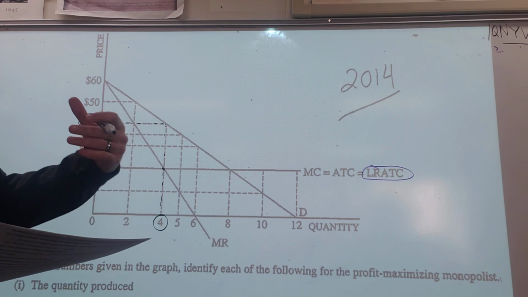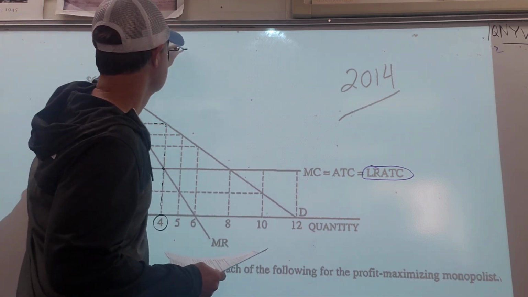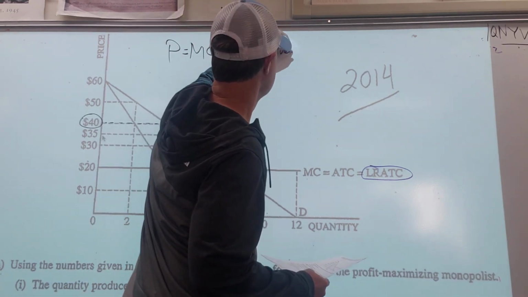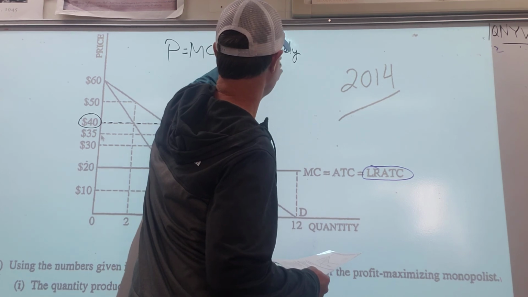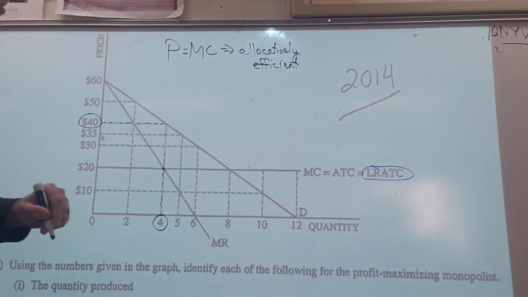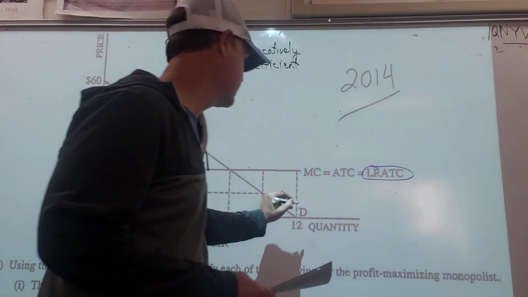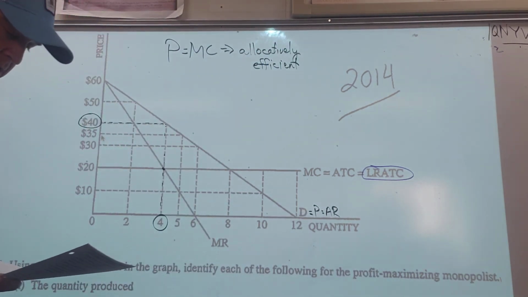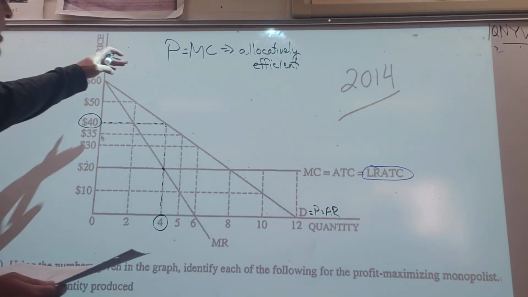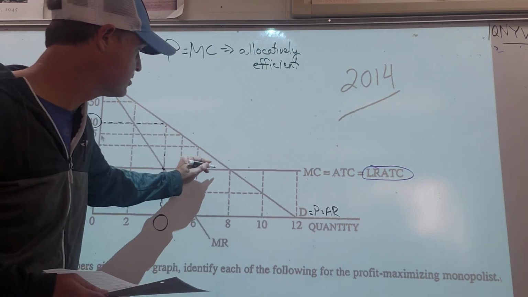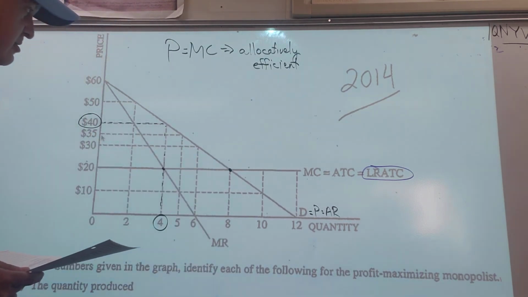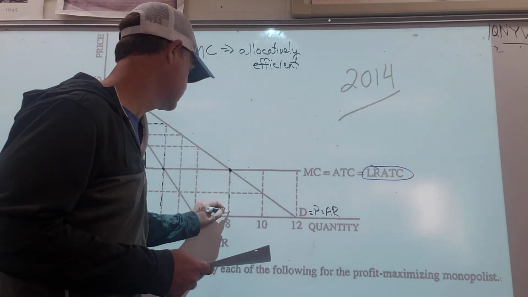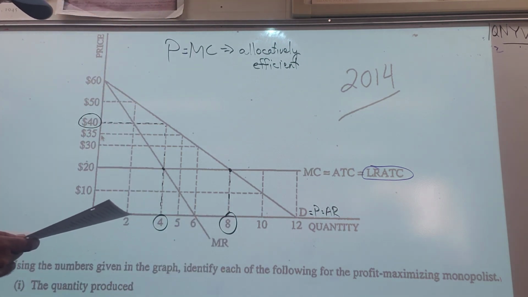Allocatively efficient, A triple I. As soon as you see allocatively efficient, that is P equals MC. That means no deadweight loss. The demand curve is the same as the price, the same as the average revenue. Remember, we have D equals AR equals P, and MR. So when I want to find allocatively efficient, I find my price curve. Where does it intersect? It intersects right there where P crosses MC. So the allocatively efficient quantity is 8. A triple I is 8.